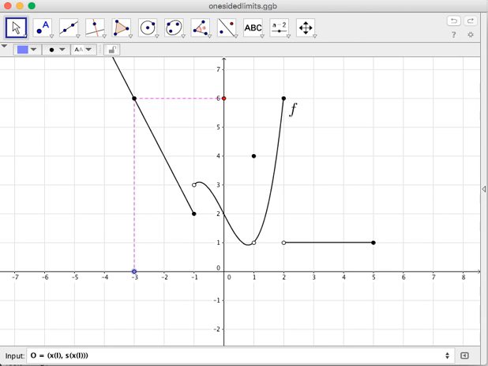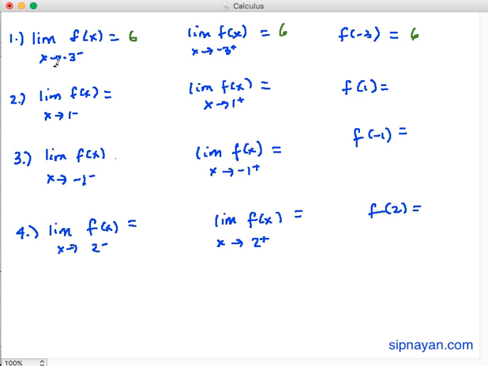So makikita nyo pare-pareho. Yung the limit of f of x as x approaches negative 3 from the left, and the limit of f of x as x approaches negative 3 from the right is equal to 6 din. Tapos, ang f of negative 3 niya ay 6. So pare-pareho silang tatlo. Tignan natin yung number 2 kung pare-pareho rin ba sila.